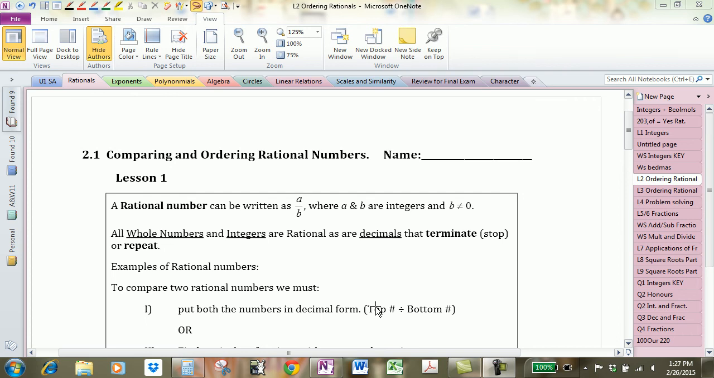Okay, so let's get started. Today we're going to look at comparing and ordering rational numbers. What is a rational number?